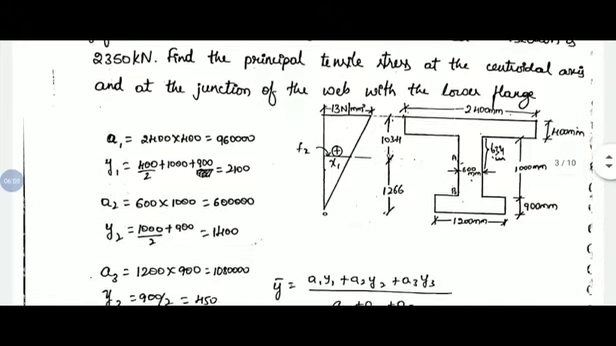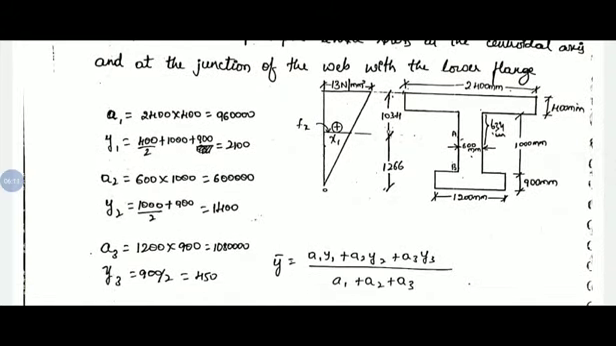So first we need to find out the location of the centroid for the given I section. Since it is an unsymmetrical I section, we have three rectangle components: a1 y1 plus a2 y2 plus a3 y3, divided by a1 plus a2 plus a3. a1 is the top flange, 2400 by 400, and for the centroid with respect to the bottom, the height of the bottom flange is 900 and the web height is 1000, plus the centroid of the top flange, 400 by 2, so it is 2100.